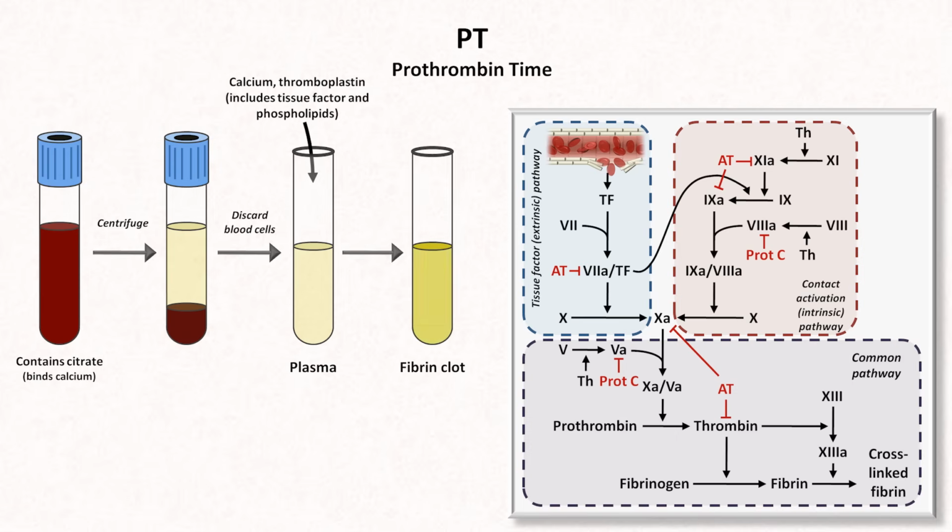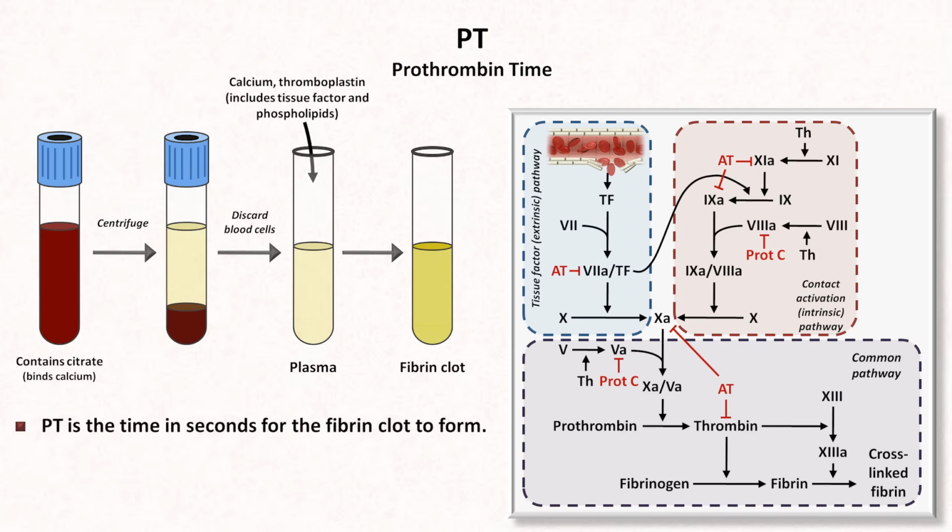Macroscopically, this changes the translucency and color of the plasma and will transform the free-flowing liquid into a solidified gel-like substance. Any of those changes can be used by either a machine or a human being to determine when the clot has formed. The PT is defined as the time in seconds for this to happen.